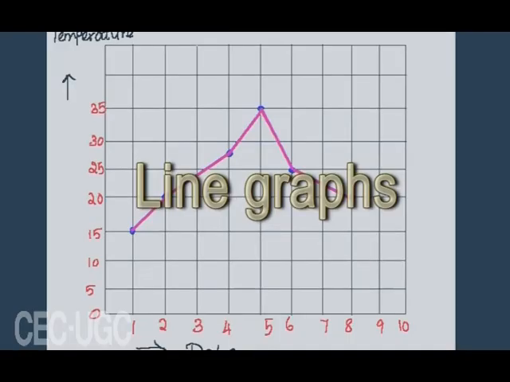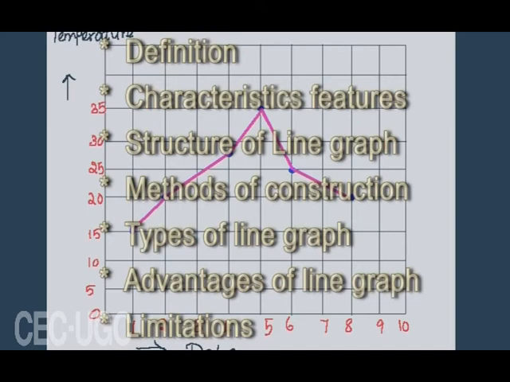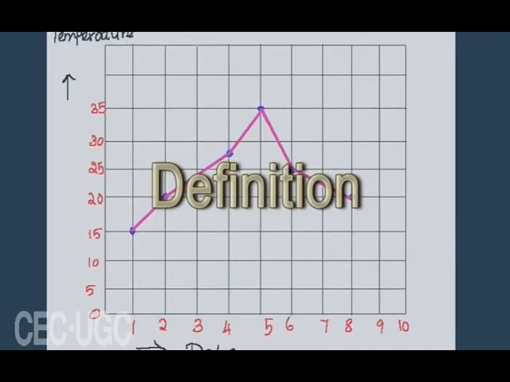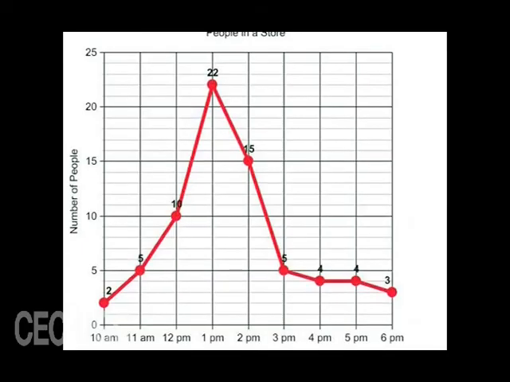Line graphs. Definition. Characteristics, features. Structure of line graph. Methods of construction. Types of line graph. Advantages of line graph. Limitations.